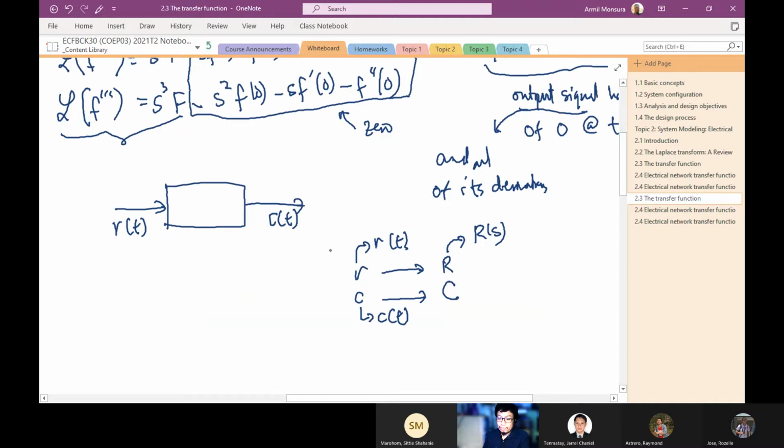Okay, so be mindful na lang of what I say, kung ang sinusulat ko ay uppercase C or lowercase C. Okay, para kapag nire-review niyo itong notes na 'to, maaalala niyo na, this is lowercase c and this is uppercase C. Okay? So, ayun.